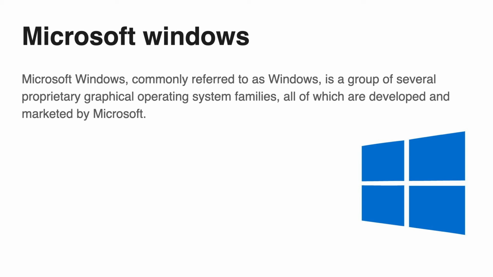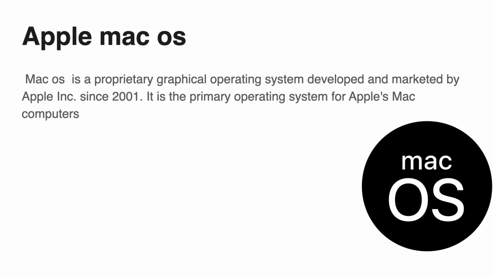Now let's move on to another similar and well-known OS called Apple macOS. When you hear the name Mac, everybody in the world knows what it is. macOS is a proprietary graphical operating system developed and marketed by Apple, and since 2001 it has been the primary operating system for Apple's Mac computers. As you can see, there's a logo which symbolizes macOS.